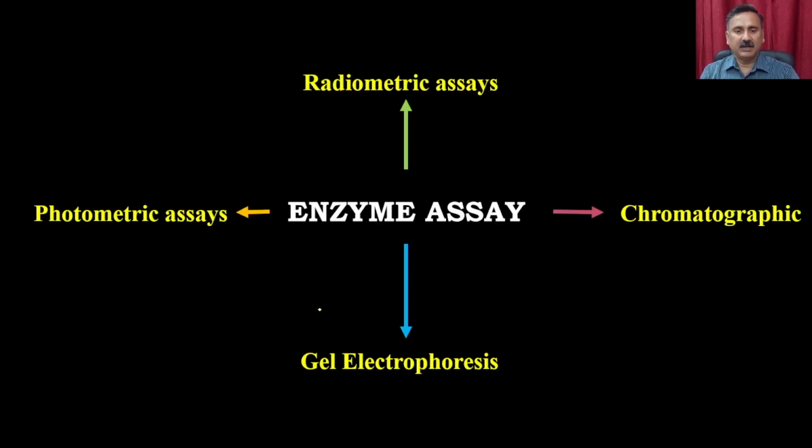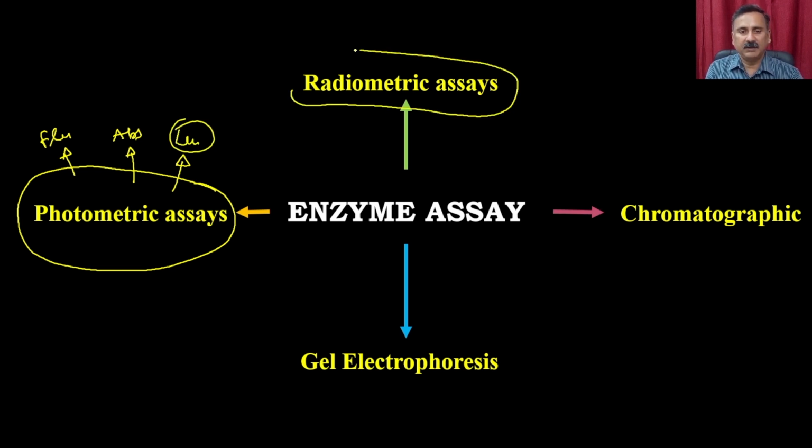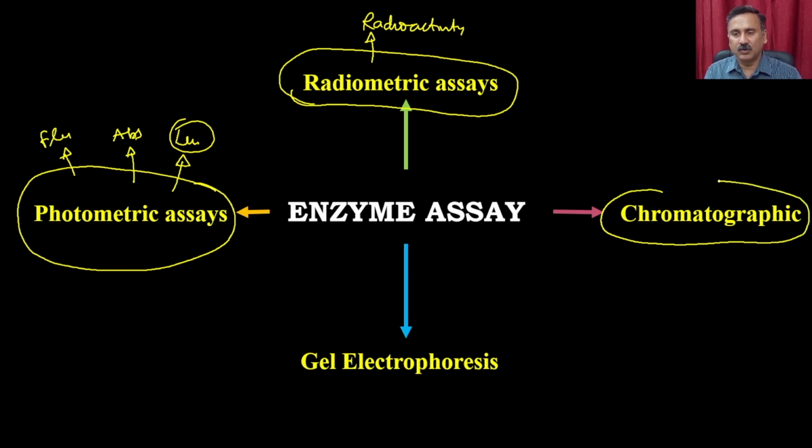What are these techniques? You can use the photometric assays, where you can measure a change in absorbance, or a change in fluorescence, or luminescence and all that. And then you can also have the radiometric assays, where you are going to see the change in the radioactivity of the substrate or the product. And then you can also have the chromatographic techniques, which you can also use for measuring the enzyme assays.